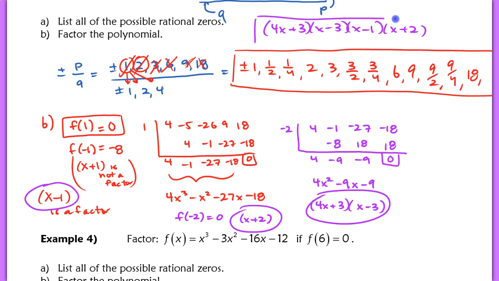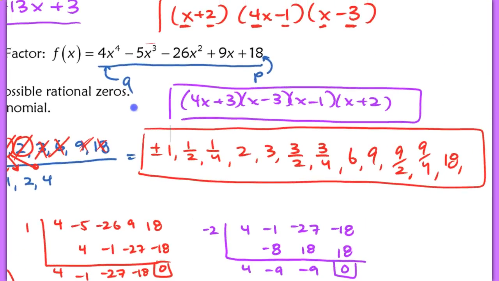Again, if you want to spot check that your answer is correct, you should be able to multiply these constants here. So 3 times negative 3 times negative 1 times 2 gives me positive 18. 4x times x times x times x should give me 4x to the fourth, and it does. So this is a reasonable answer at least, and that's how you know that you did it well.